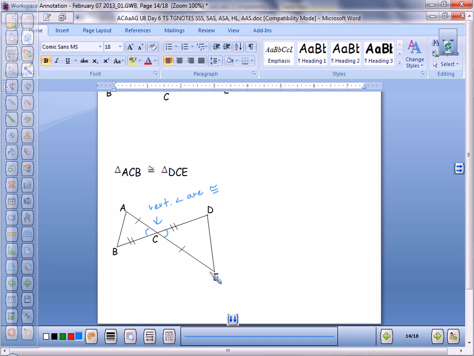So angle ACB and ECB, and then just for the reason, vertical angles are congruent. You don't have to say because. Just vertical angles are congruent. Okay. This was not right though, was it? What does that congruent statement need to be? Triangle what? ECD.